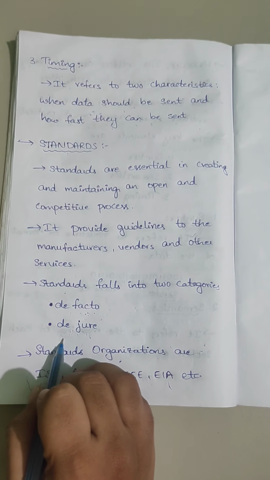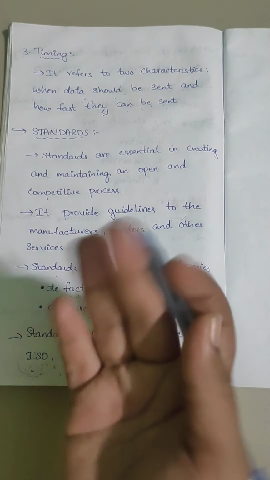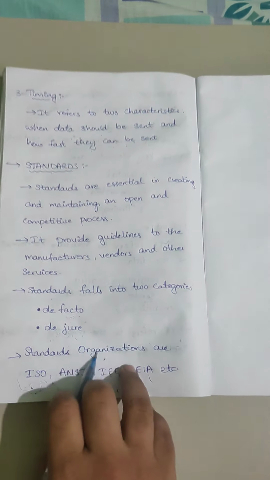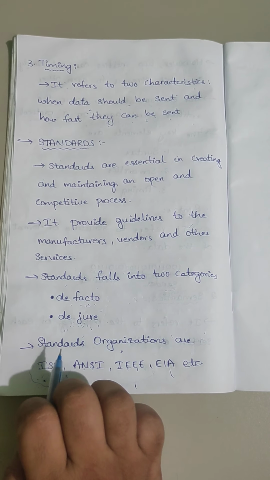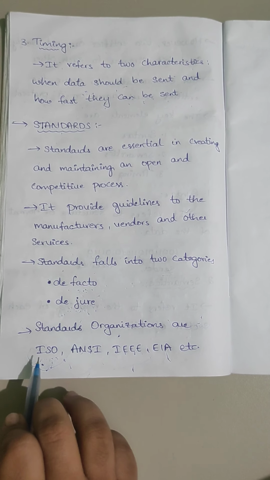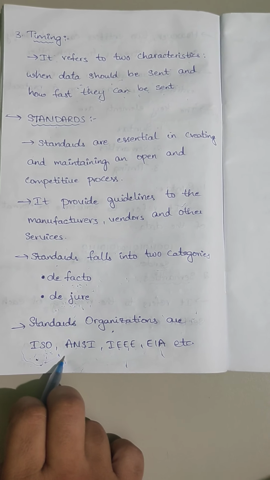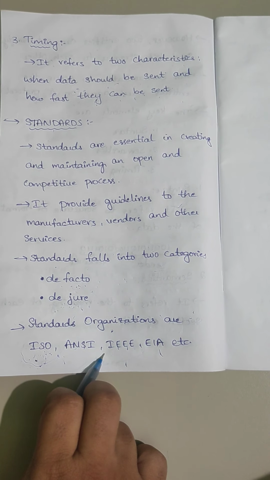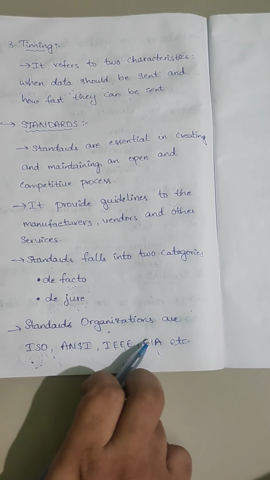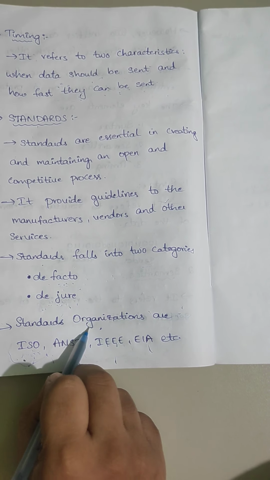And the second one is de jure standards. Those standards that have been registered by an officially recognized body are de jure standards. There are several standard organizations. They are ISO, International Organization for Standardization; ANSI, American National Standards Institute; IEEE, Institute of Electrical and Electronics Engineers; and EIA, Electronic Industries Association. These are a few standard organizations.